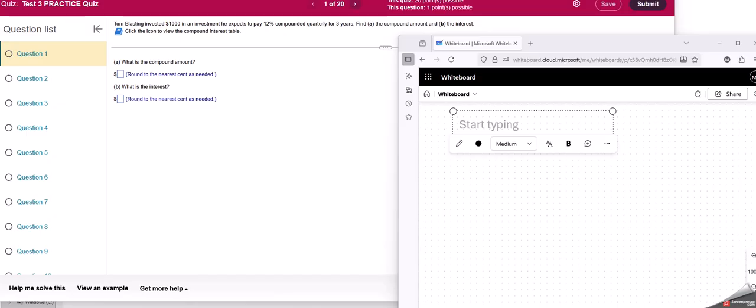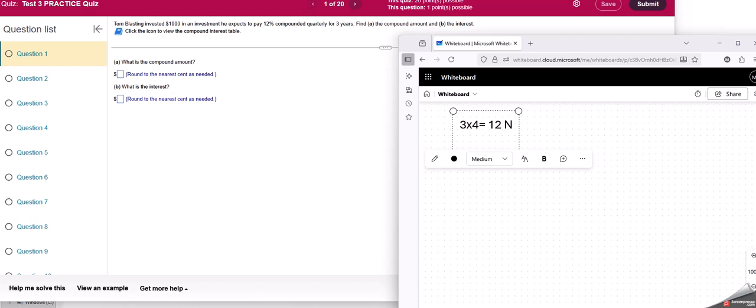So we have Tom Blasting, who invested $1,000 in an investment that he expects to pay 12% compounded quarterly for 3 years. Find the compound amount and the interest. So our N is 3 years, and it compounds quarterly, so that's 4 times a year. So 12 is going to be our N.